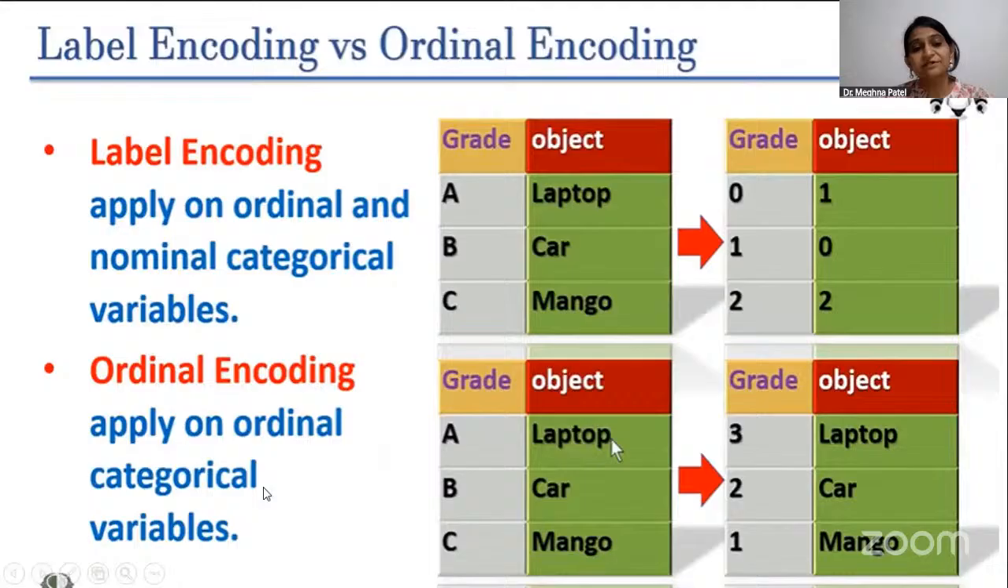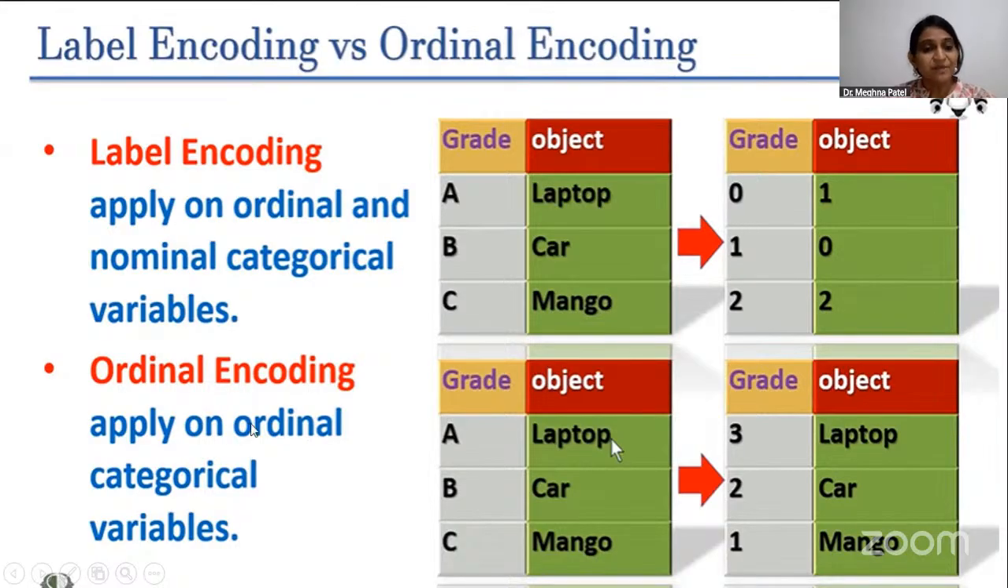Ordinal encoding is applied only on ordinal categories. Label encoding applies on nominal data and also on ordinal data, but it gives numbers based on the alphabet. One problem arises: A has a greater value compared to B, and when we give this, the model will misunderstand.